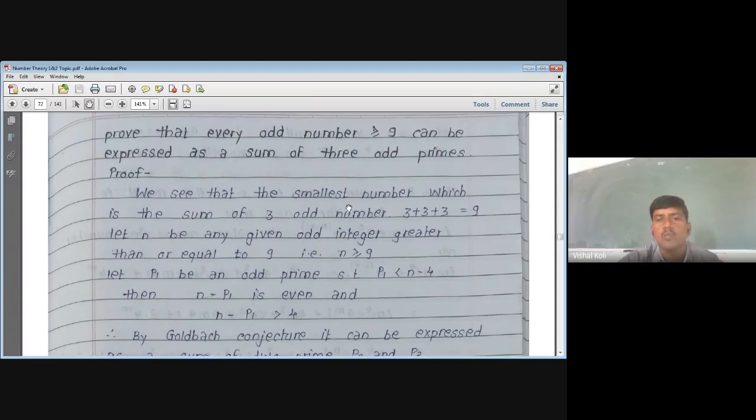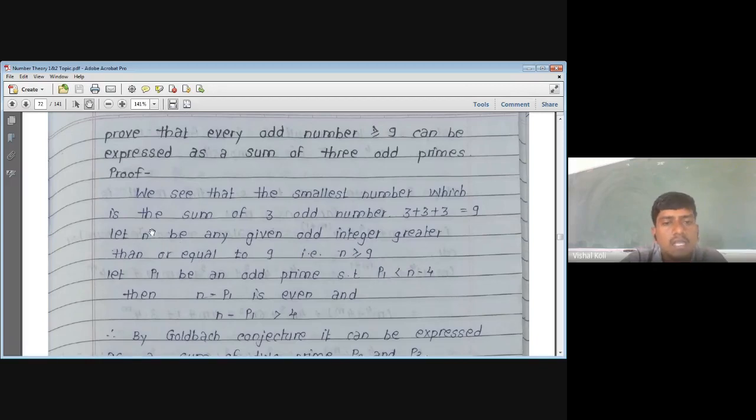We see that the smallest number which is the sum of 3 odd primes is nothing but 3 plus 3 plus 3, since the first odd prime is 3, and the number formed by the sum of 3 odd primes will be equal to 9, and this one is the smallest such number. Now let n be any given odd integer greater than or equal to 9. Now let p1 be an odd prime such that p1 is less than n minus 4.